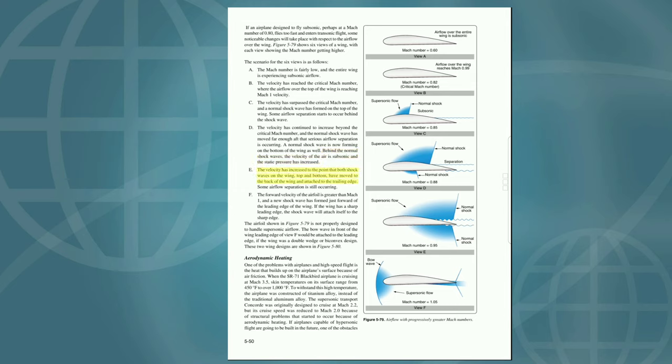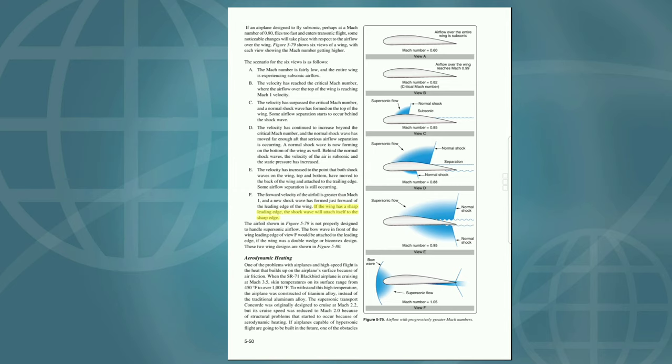E. The velocity has increased to the point that both shock waves on the wing, top and bottom, have moved to the back of the wing, and attached to the trailing edge. Some airflow separation is still occurring. F. The forward velocity of the airfoil is greater than Mach 1, and a new shock wave has formed just forward of the leading edge of the wing.